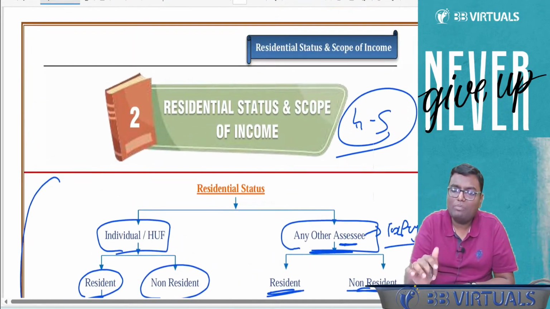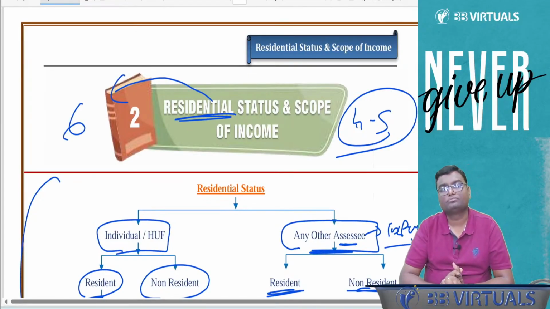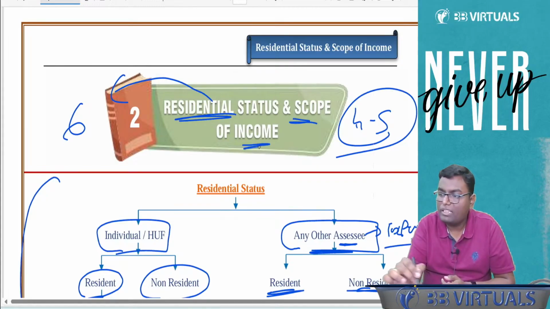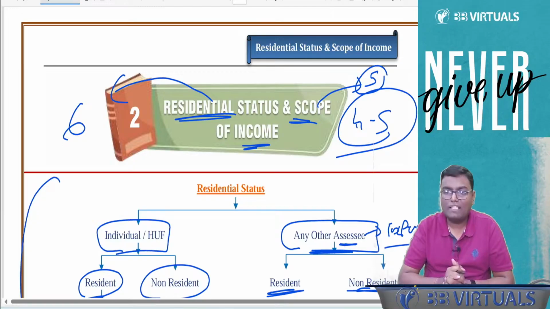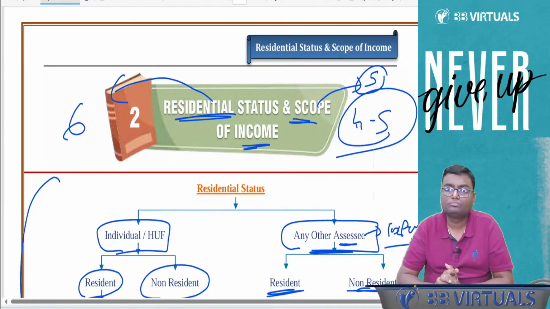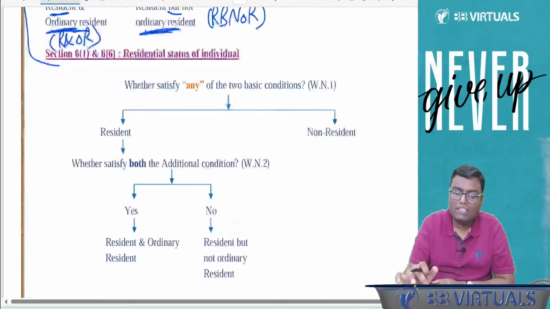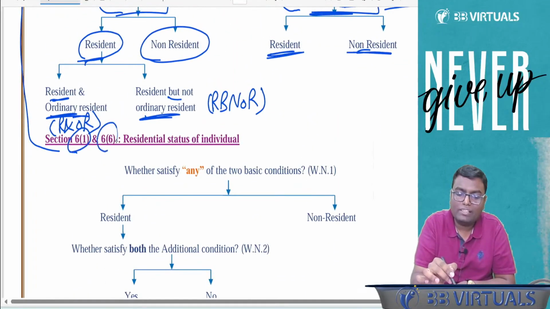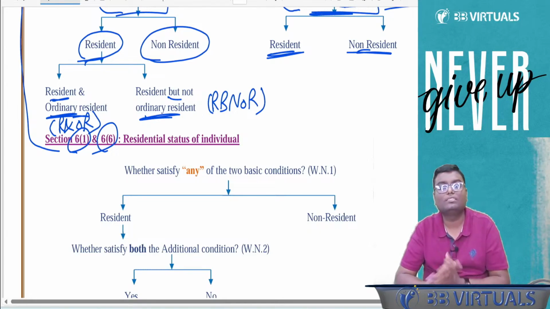This entire topic of residential status is covered by section 6, and the topic of scope of income is covered by section 5. So residential status is section 6, scope of income is section 5. First we are learning about the residential status of an individual. Section 6 subsection 1 read with section 6 subsection 6. It is a combination of two sections.